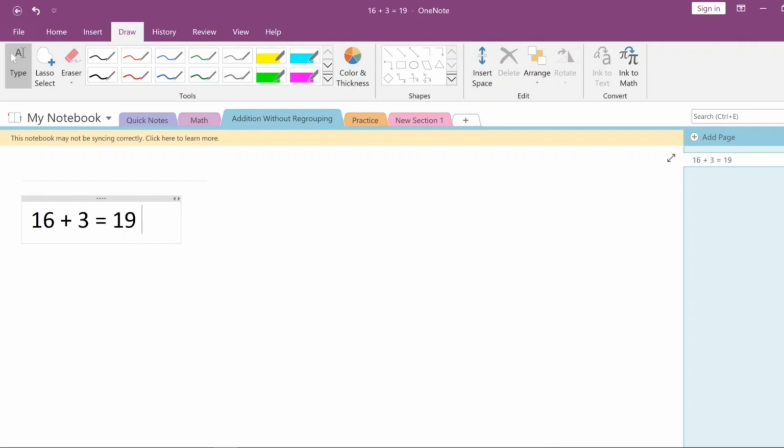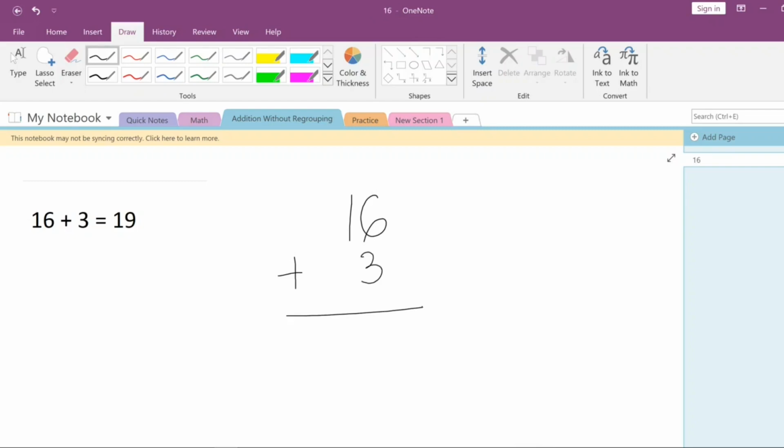One way to do this is by rewriting the numbers and having it in vertical way. The first thing you have to do is get number 16. Then you write plus. And then you've got number 3 and write it below 6. Why do we need to write 3 below 6?